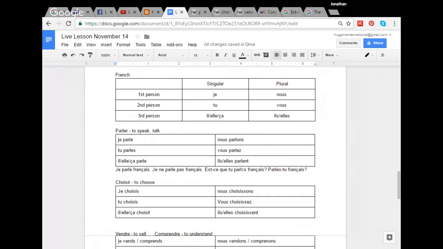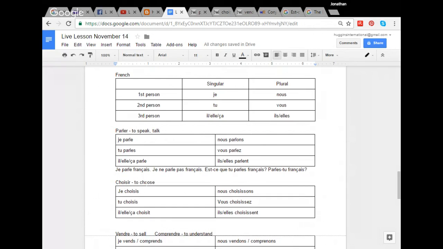You just need to know the spelling differences here, but we have E, ES, E, ONS, EZ, ENT, and the NT is not pronounced, but it's there, so you know that we're talking about this plural form. And we can get some of these questions or statements.